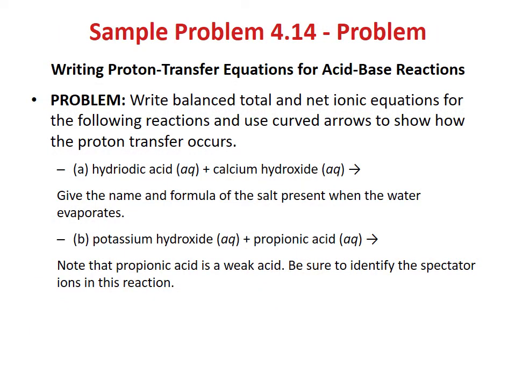Sample problem 4.14. Write balanced total and net ionic equations for the following reactions and use curved arrows to show how the proton transfer occurs. A. Hydriodic acid and calcium hydroxide. Give the name and the formula of the salt present when the reaction water evaporates. B. Potassium hydroxide and propionic acid.